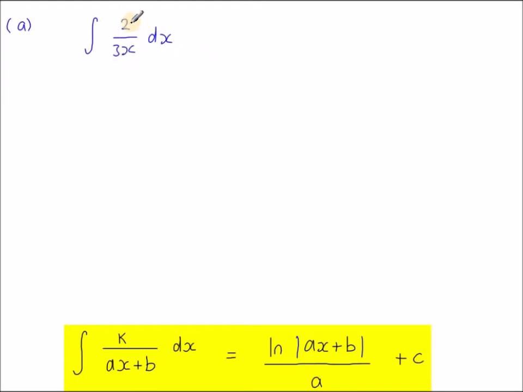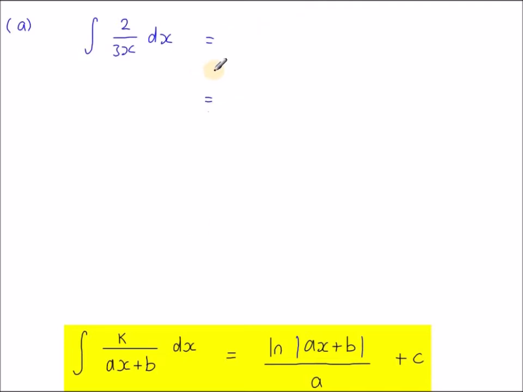Okay, so integrating here, we have a constant over a linear function. I'm going to take out the 2/3, because the 2/3 is multiplying with the 1 over x. 2 times 1 is 2, 3 times x is 3x. And now I'm going to integrate. So this is what I'm working on. So integrating 1 over x will give ln x times that 2/3 plus some constant.